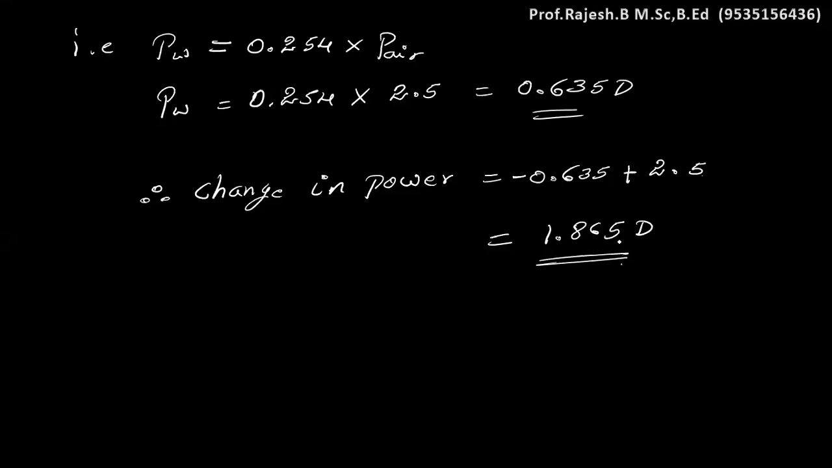So the power of the lens has decreased. It's not increased, right? It is decreased. Initially it was 2.5. When it is immersed in water, the power has decreased. It came to just 0.635. Yes. Let's make a correction. The power of a lens is not increased, it is decreased. Initially it was 2.5 in air.